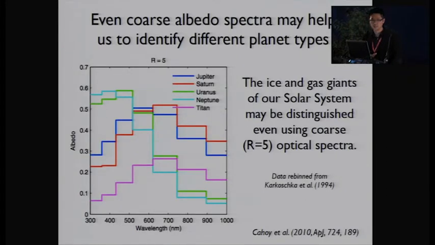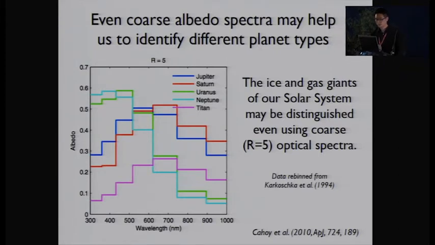So staying on this subject, there was a nice study in 2010 by Cahoy et al., where they did many things in the paper, but one of the things they did, which was interesting, is they took optical data from the solar system and rebinned it at very coarse spectral resolution, so R equals 5 in this example. And the point of this figure is to tell you that even with very coarse optical spectra, you could potentially distinguish between the ice and the gas giants. So even limited optical data would tell you something about the atmospheres of planets.